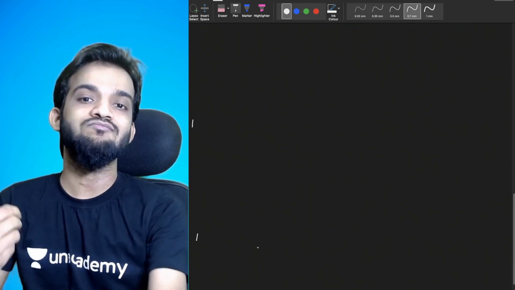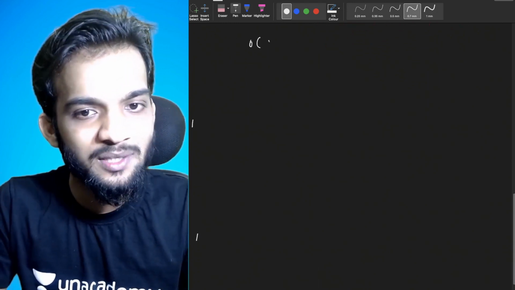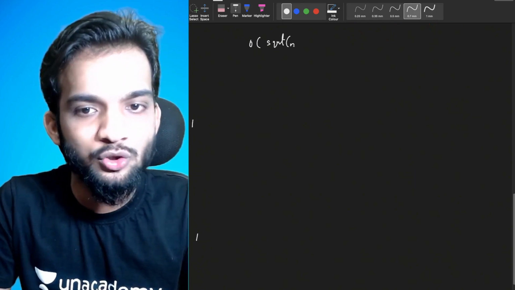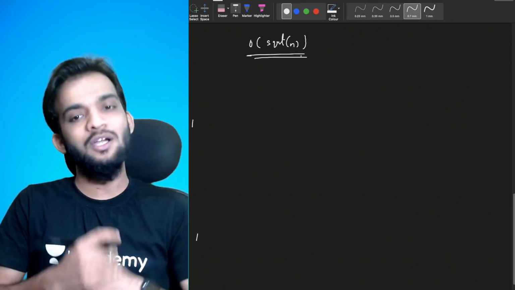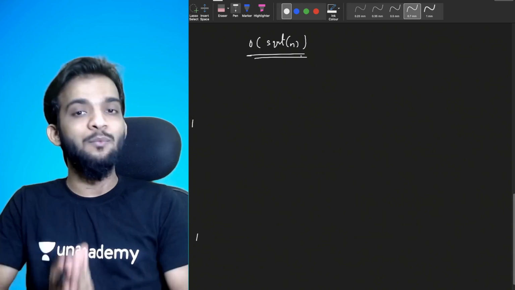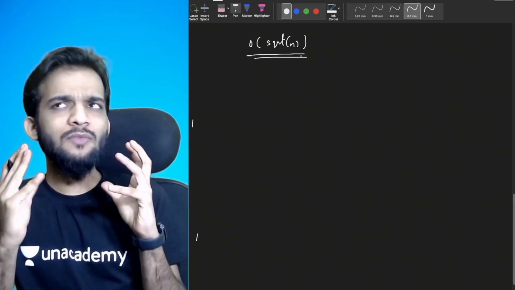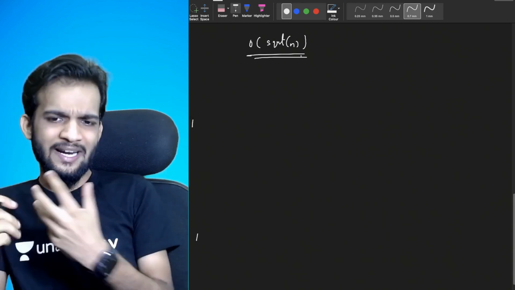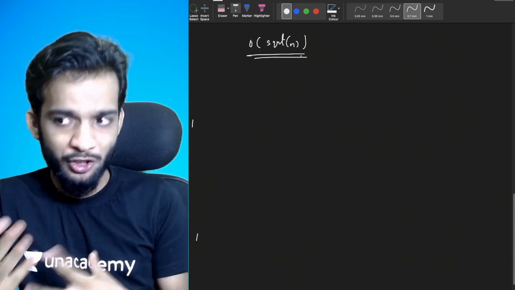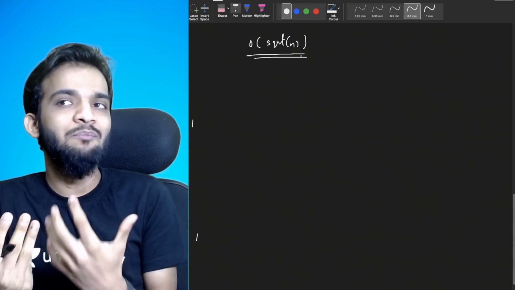So what is the complexity that we got? We got big O of square root of n complexity, correct? That is in order to check if a number is prime or not, correct? So we are done with this. Now, what kind of questions can come from here? What did you understand? You understood something like factors.